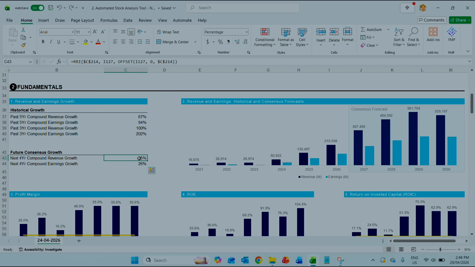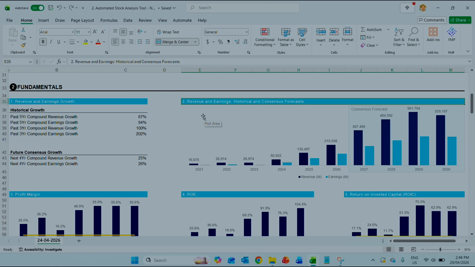We also have the future consensus growth of 25% for the next 5 years for the revenue and 26% for the earnings. So those numbers will help us fine-tune our own assumptions, but you cannot just copy-paste the consensus, because the analyst consensus tends to be a little bit over-optimistic, you know. So I usually like to have a number that is a little bit lower than the consensus, and I prefer to be conservative. Okay, so that was the first building block.